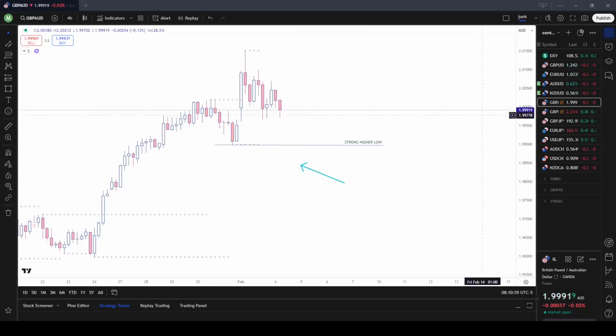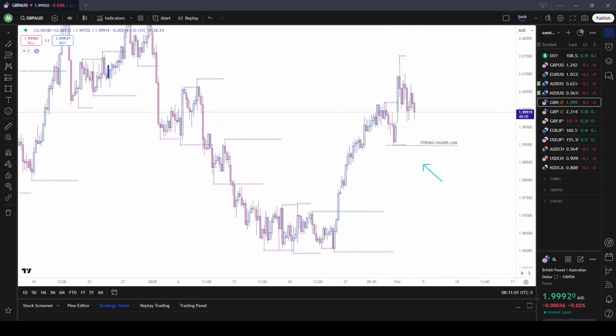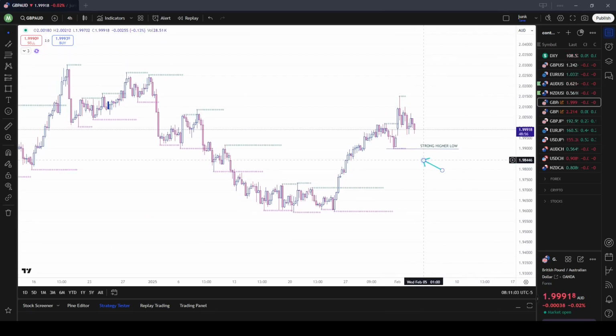GBP AUD. Before we stand this out of this range, it shot up, never did really retrace, just a little bit to make this higher low. Well, let's map out the current range. They took out all this liquidity over here.